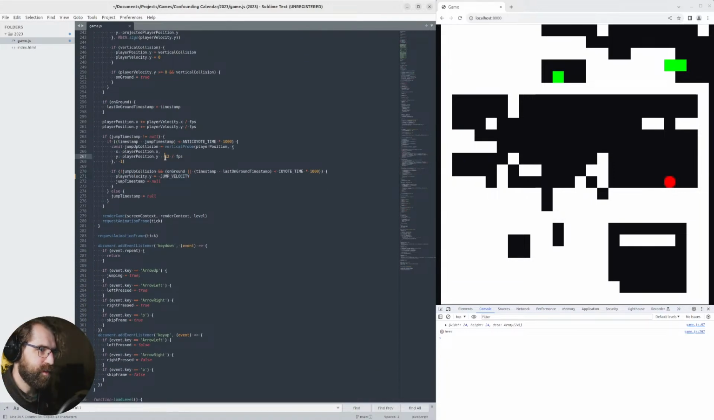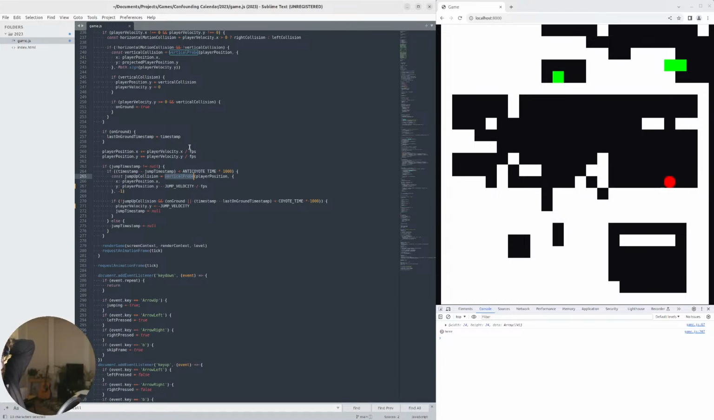Oh, that's also the jump velocity there. So this is the probing. It's probing upwards, but I want leniency. Oh dear. Yeah. So it's not just this. It's not like, yeah, it's this, or there's a gap and there's two walls on either side.